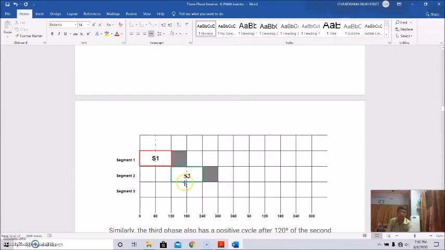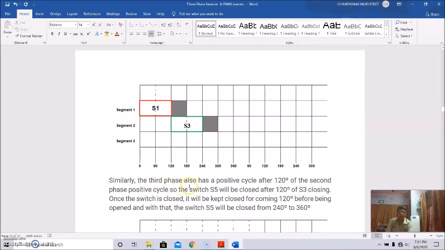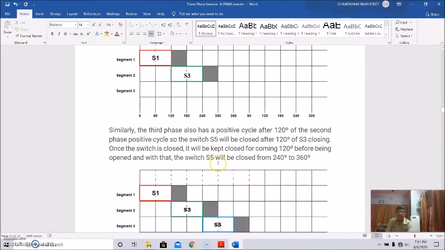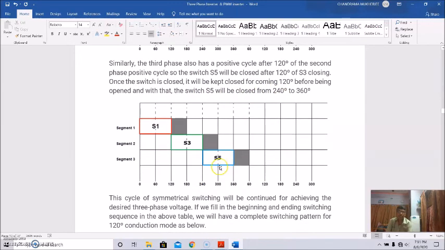So actually this is S3. Similarly, the third phase also has a positive cycle after 120 degrees of the second phase positive cycle. So the switch S5 will be closed after 120 degrees of S3 closing. Once the switch is closed, it will be kept closed for the coming 120 degrees before being opened, and with that the switch S5 will be closed from 240 to 360 degrees, shown here.